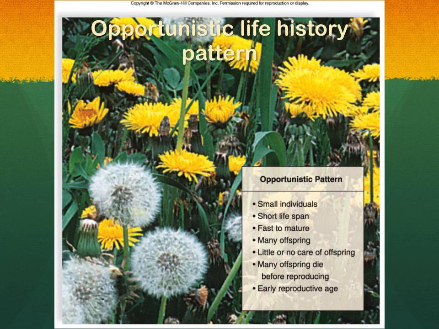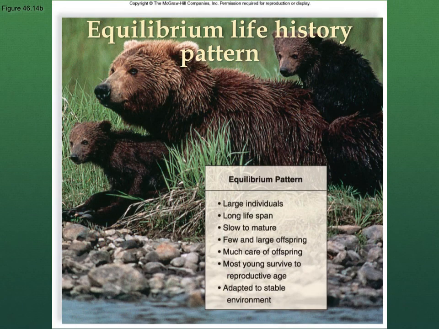We also call R strategists opportunistic. So you have weeds, those are a big one. Also, most insects are considered opportunistic or R strategists. Again, they're small, they don't live very long, they mature quickly, they have a lot of offspring. Different than someone that has an equilibrium life history or a K strategist, large individuals, long lifespan, etc. So humans, elephants, bears.